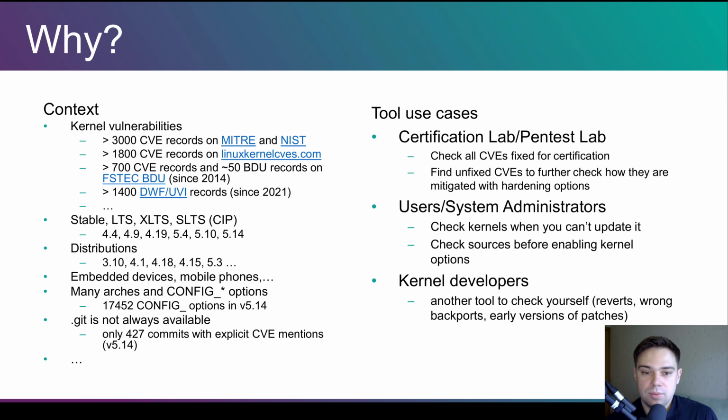Maybe you are a pen tester and you don't want to find new exploits. So just extract the config file from a working kernel, take the closest possible kernel version, and get a list of CVEs to check on a device.